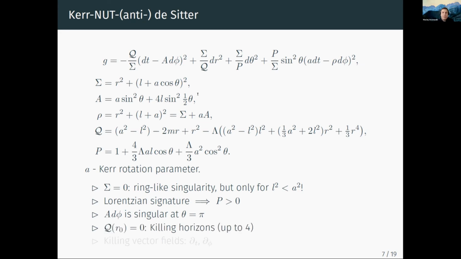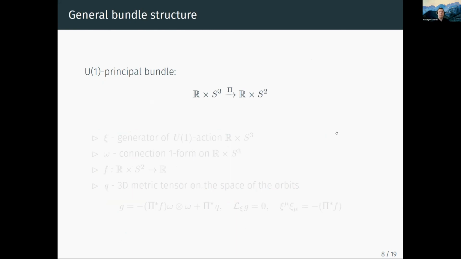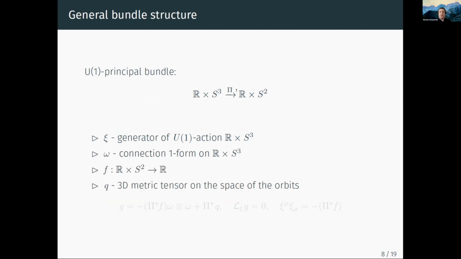Also, we have up to 4 Killing horizons defined by the roots of this polynomial, generated by 2 Killing vector fields. So again, we wish to impose some U(1) principal bundle structure. Again, we're looking for a bundle of R times S3 over R times S2. So we'll need some generator of this U(1) action. We'll look for some connection, some lapse function, and of course the metric on the space of the orbits. And the overall form is actually very similar to what we've seen in the Taub-NUT case.